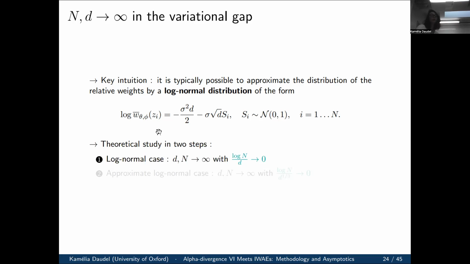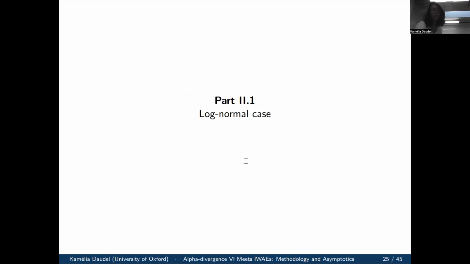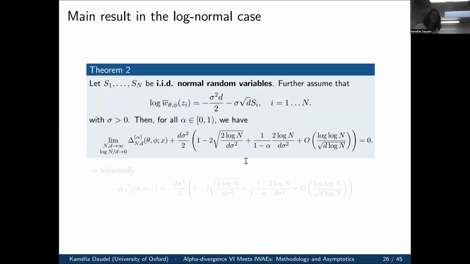First, we look at the log normal case. We're going to see what happens in the variational gap if we assume that we're exactly log normal and we let n and d go to infinity under some condition on n and d. And secondly, maybe log normal doesn't reflect what happens in reality, so we're going to see what we can say on the variational gap if we're approximately log normal. Approximate log normal is something that we've defined more precisely in the paper, but basically, let's see if we can say something in that case as well.